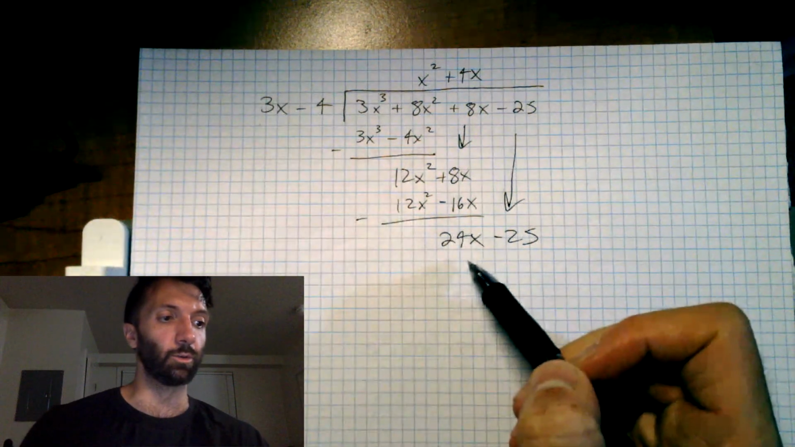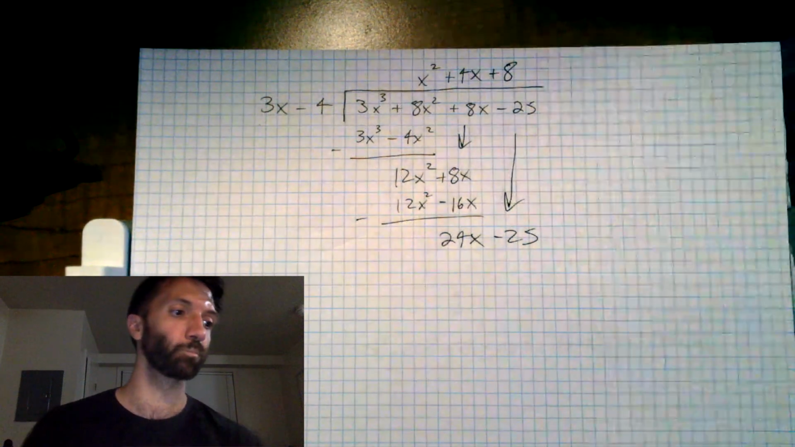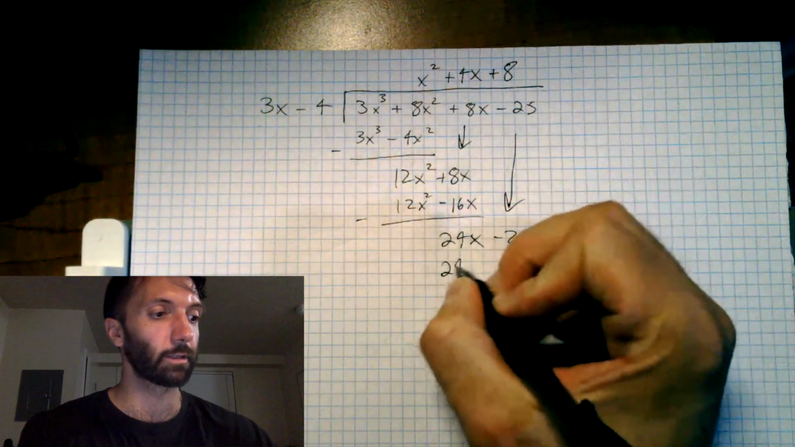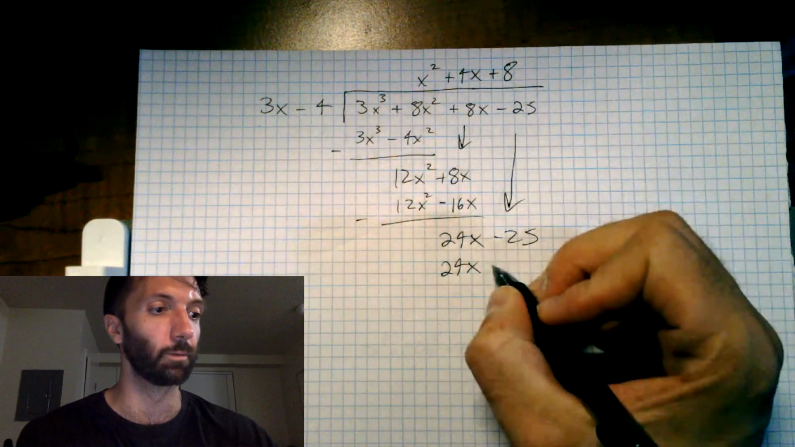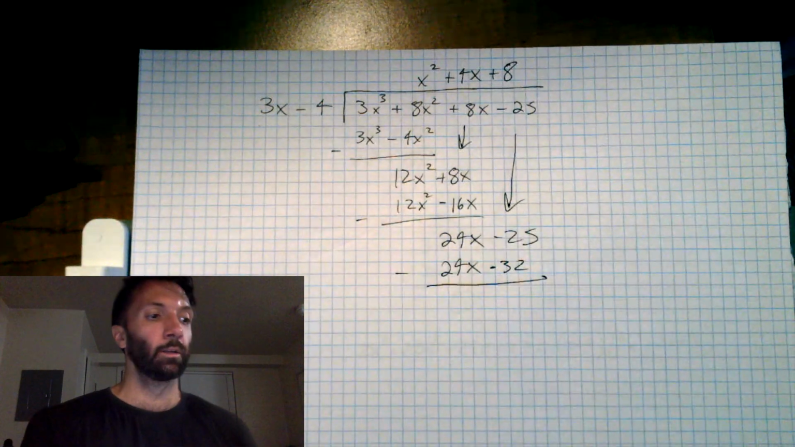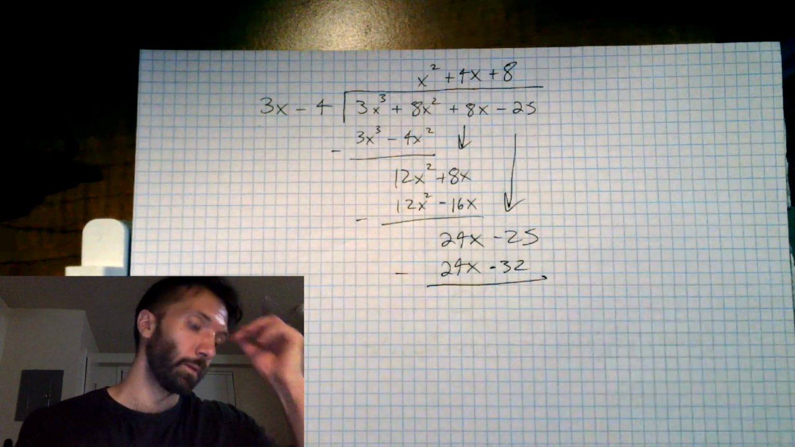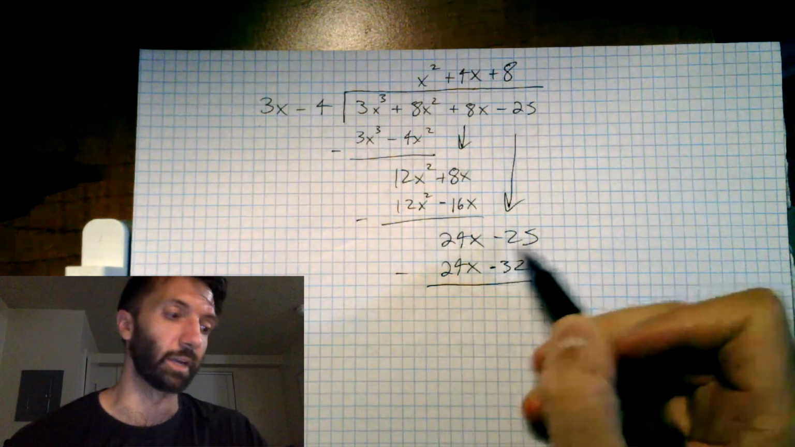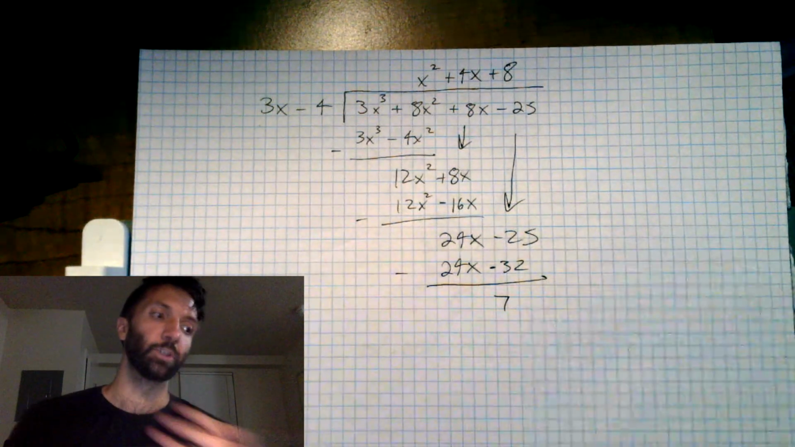3x goes into 24x 8 times, positive 8 times. And then 8 times 3x gives us the 24x. 8 times negative 4 is negative 32. All right, now when we subtract, you'll see not everything goes away. 24x minus 24x is 0, but negative 25 minus negative 32, which is the same as negative 25 plus 32, is positive 7. So we have a remainder here.